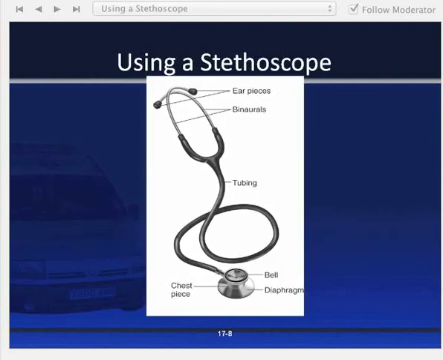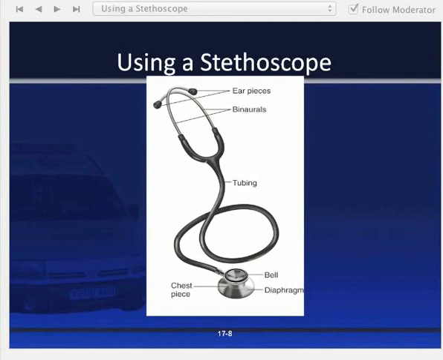A stethoscope is used to listen to body sounds. It consists of 4 major parts: the chest piece, tubing, binaurals, and earpieces. The earpieces should fit snugly but comfortably into the ears. For the best sound reception, the earpieces should normally point toward the EMT's face as the stethoscope is put on. The earpieces should be cleaned before and after use.